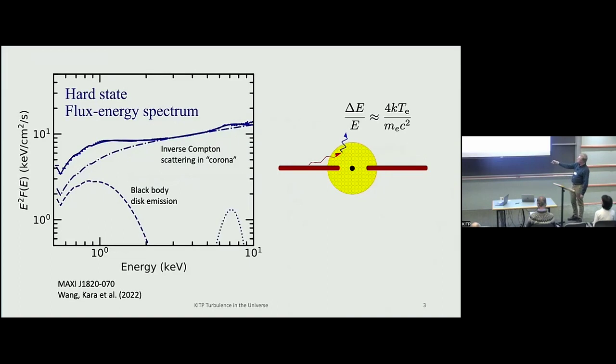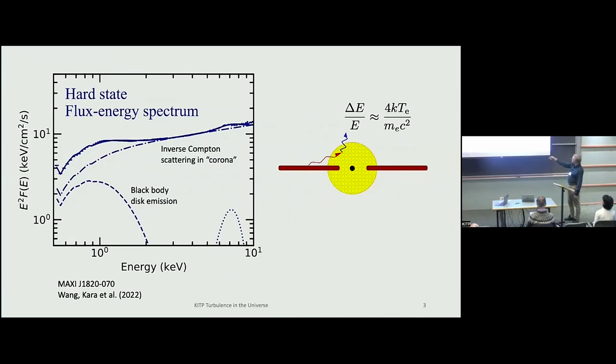The X-ray spectrum from, say, half to 10 keV is typically a broadband spectrum, and we often attribute at least two components to it. There's a soft black body-like component that we believe is coming from the optically thick, highly collisional accretion disk that extends from some region close-ish to the black hole outwards, of order 10 to the 7 Kelvin.